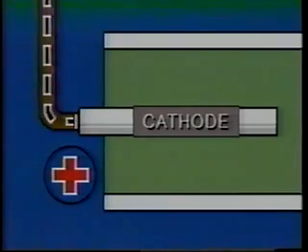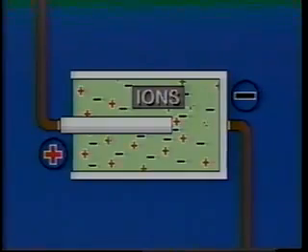Similarly, at the positive electrode, we can see that electrons are entering. Since something is accepting electrons, reduction must be occurring. Cathode is the name given to the electrode at which reduction occurs. The material between the electrodes, called the electrolyte, contains ions which conduct electricity.